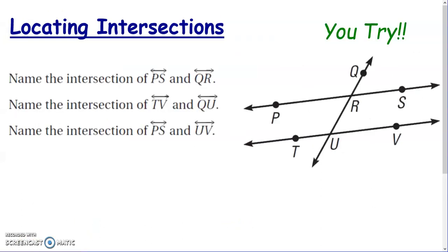Again, let's look at just a different type of example. We have line PS and line QR, and those two lines intersect at point R, so capital R. Next one, line TV and line QU intersect at point U. And then line PS and line UV, those two lines do not intersect.